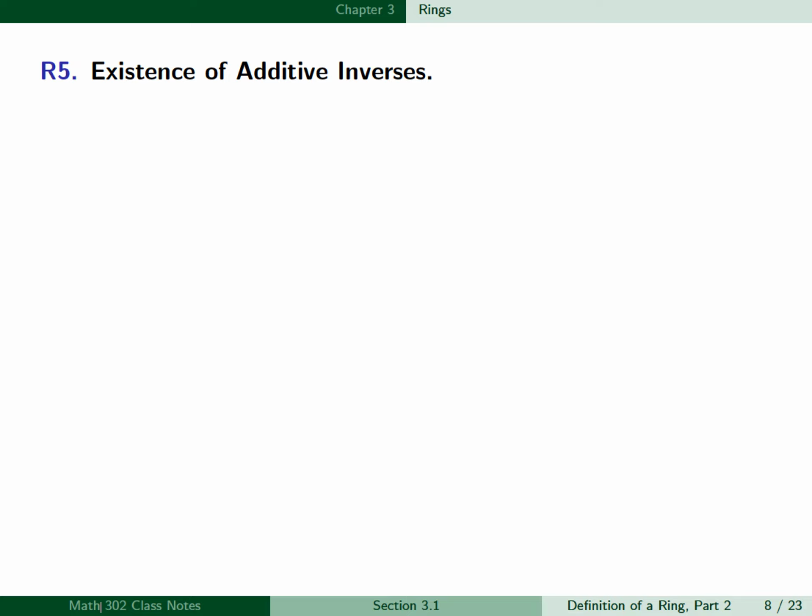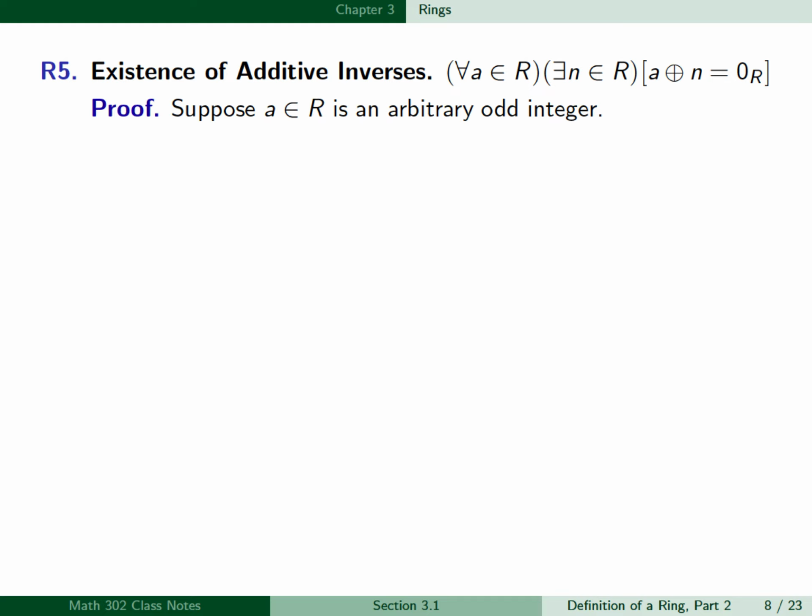So next we have R5, existence of additive inverses. So this is for all a in R, there exists an n in R such that a circle plus n is equal to 0 sub r. So to prove this, we'll suppose a in R is an arbitrary odd integer, and we need to show there exists an n in R such that a circle plus n is equal to 0 sub r.